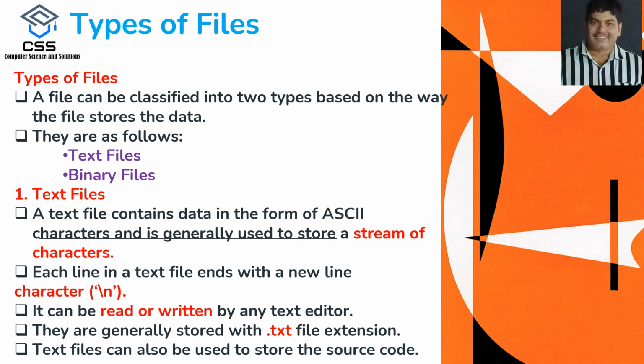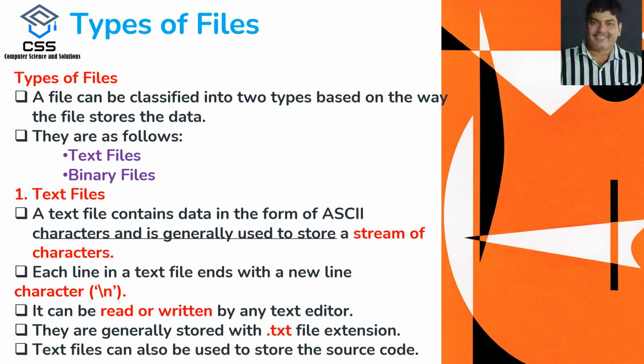And in the text mode, the end of the file is represented by EOF. Whereas in the binary mode, the end of the file is represented by 1 or 0. 1 means data present, 0 means absence of data, meaning no data present.